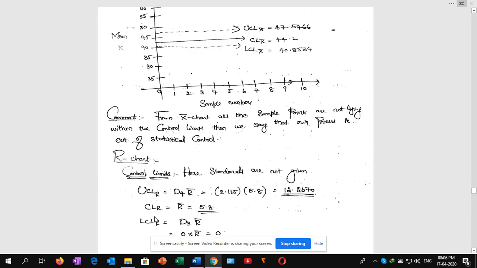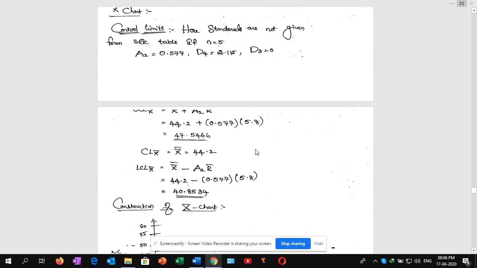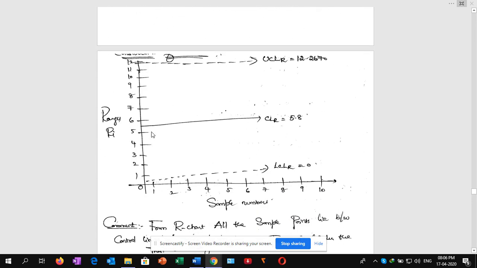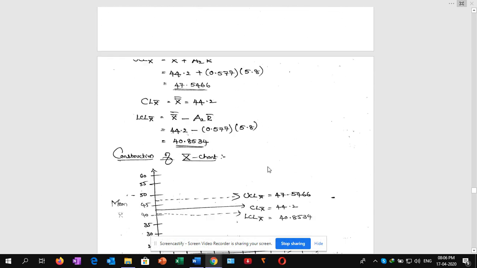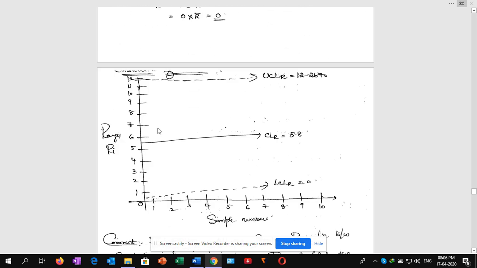For sample 1, the range is 5. He has given 5, so near 1 we take the value 5. Here we plot and put a dot. And for 2 we put a dot at 6. Similarly, we can plot all the values using these and join them. Then we can easily identify whether the process is under statistical control or not.